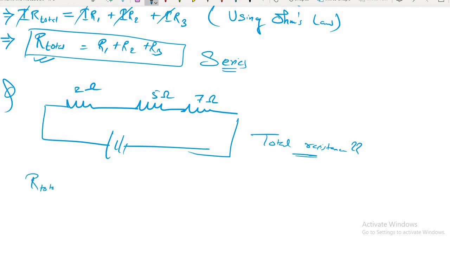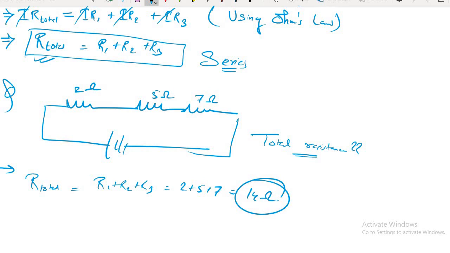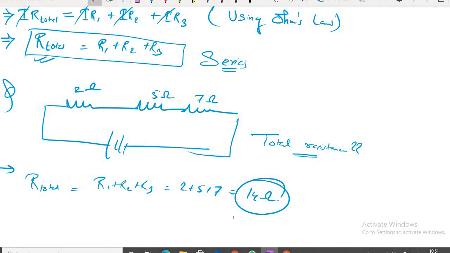Sir, R total is equal to adding R1 plus R2 plus R3. 2 plus 5 plus 7. 7, 7, 14. Have you understood this much? Yes, sir. It was easy. So the unit will be ohm, right? Yes, absolutely. Resistance unit is ohm.